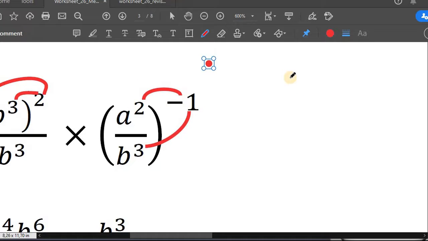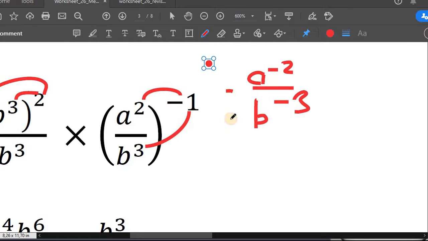Let's put that in there. We would have a to the power of minus 2 over b to the power of minus 3. That's what we would have, right?